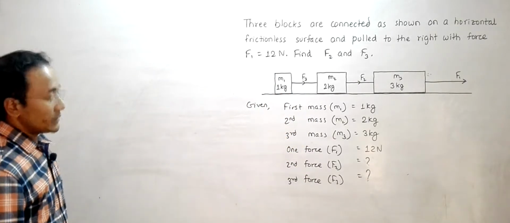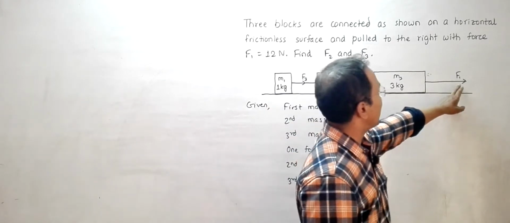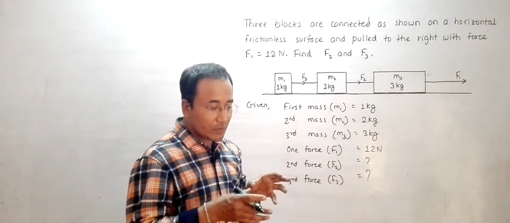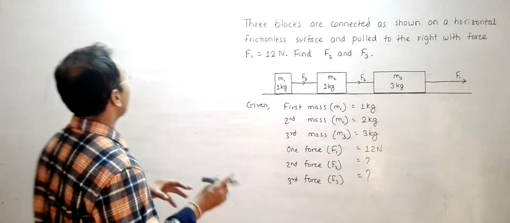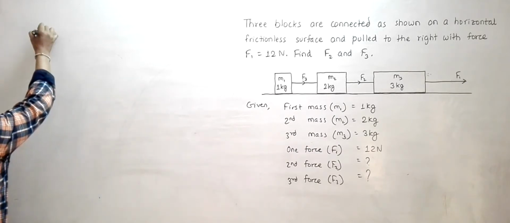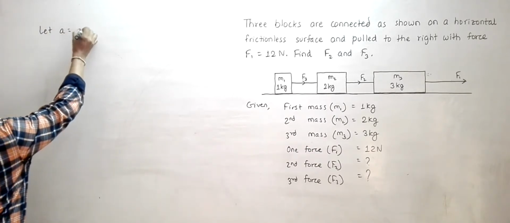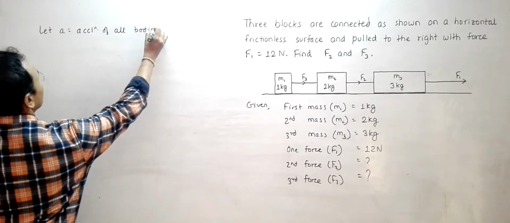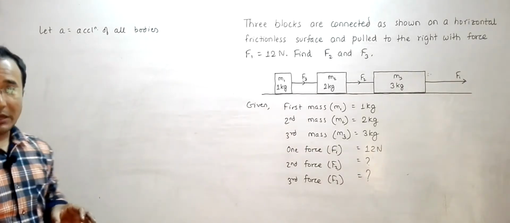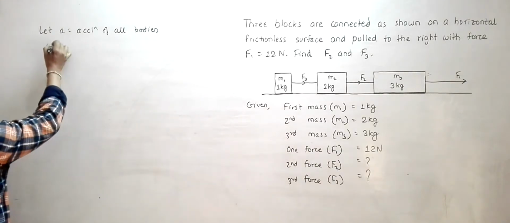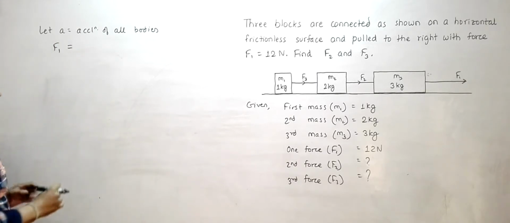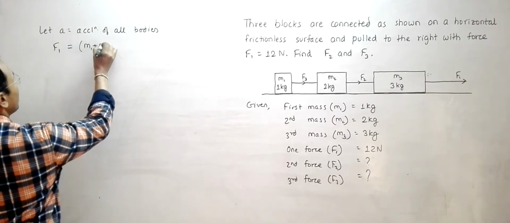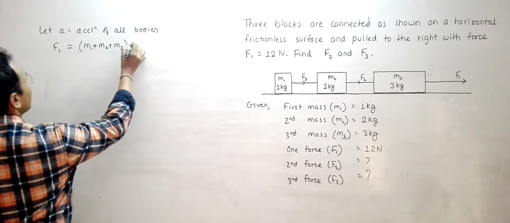As you can see from the setup here, this F1 is responsible for the movement of all these three masses. So that's why F1 causes the acceleration of all of them. If I assume that A is the acceleration of all bodies, that means all the masses will have the same acceleration. F1 is responsible for the acceleration of all the three masses. So that's why F1 should be equal to M1 plus M2 plus M3 and then A.